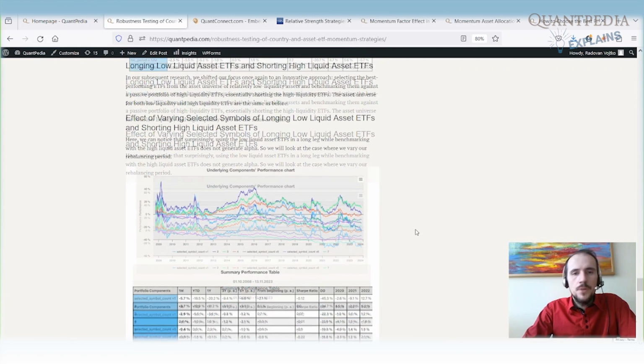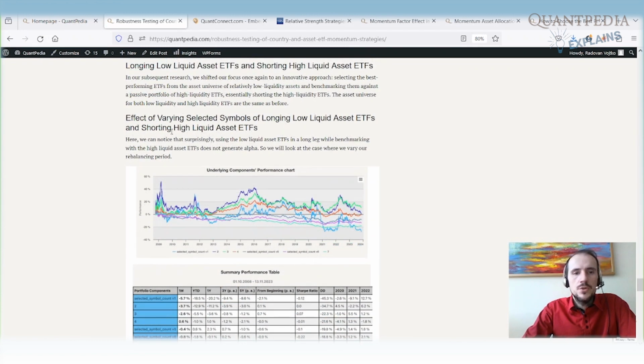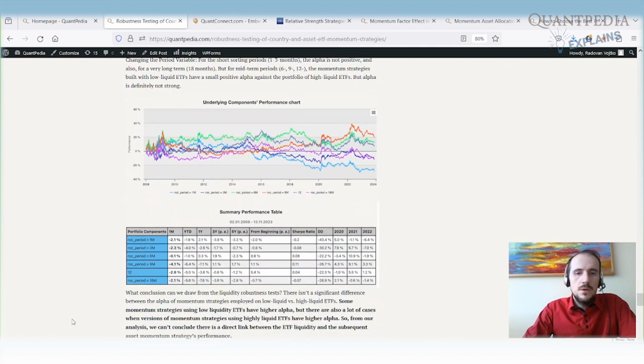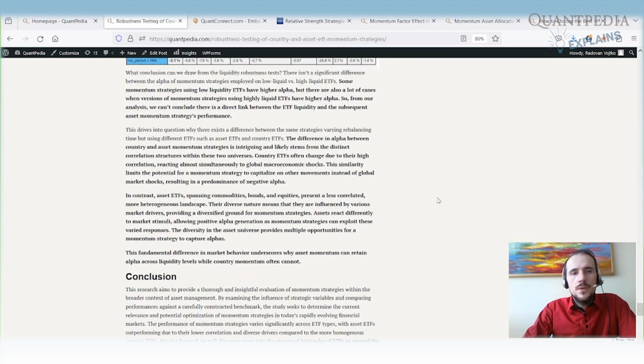Then we tried going long the low liquidity asset ETFs and short the high liquidity asset ETFs. The results were mixed, but for some of the specifications of the strategy, we were able to find positive alpha. The question is why there is a difference. Why is there outperformance, or alpha, in a momentum strategy when we are using the asset ETFs, so when we are really globally diversified among multiple assets, but there is no alpha against the equally weighted investment universe when we are using just the country ETFs?